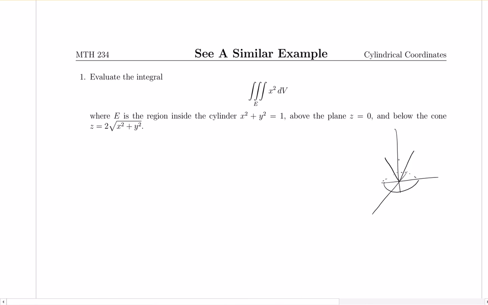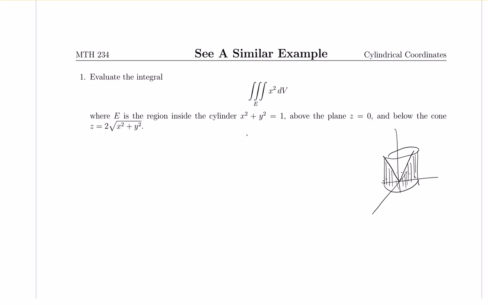Here's the cone. So it's like this region. Underneath the cone, but inside the cylinder. Okay, so let's convert this to cylindrical coordinates.